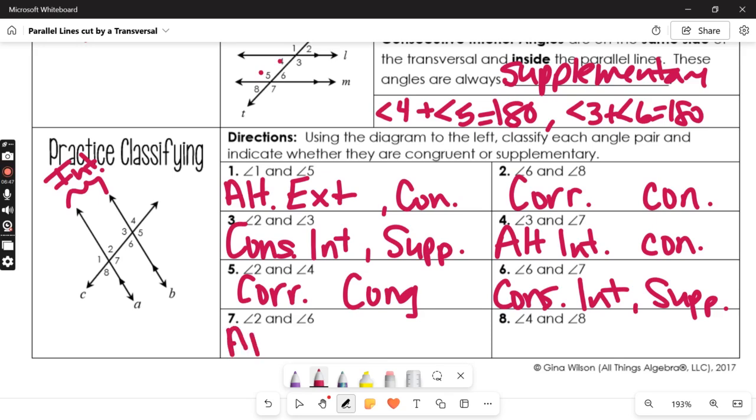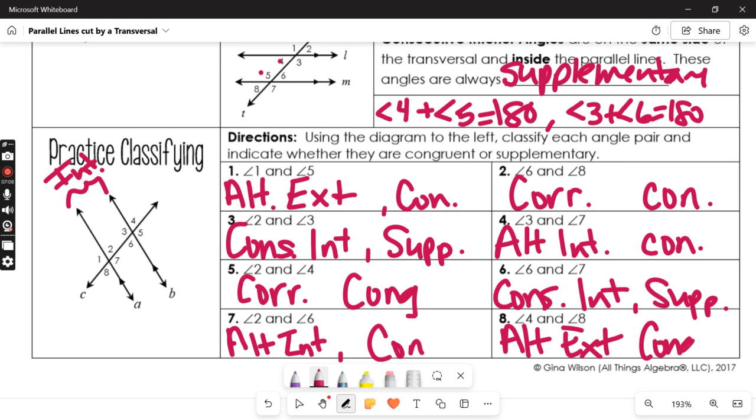2 and 6 are alternate interior, which makes them congruent. And then 4 and 8 are alternate exterior, which makes them congruent.